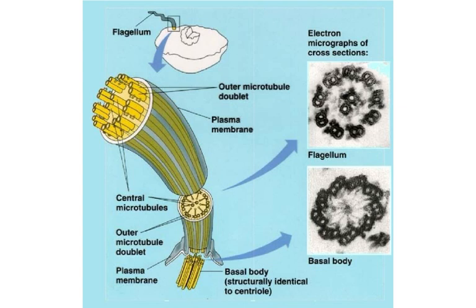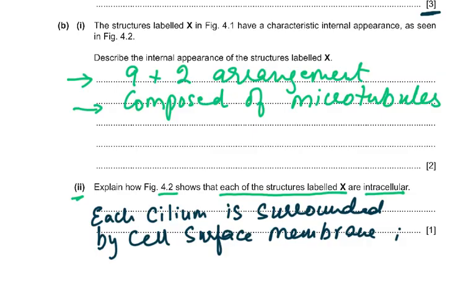So this is the flagellum, which is slightly different, but it's longer. It's the same structure, but cilia are shorter and flagella are longer lengthwise. So you can see here again, we see the plasma membrane, and here again we see the plasma membrane, which is the cell membrane covering it. So each cilium is surrounded by a cell surface membrane, and that would get you your 1 mark. So contents are inside the cell. The basal body is inside the cytoplasm.